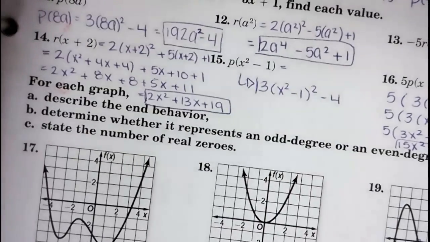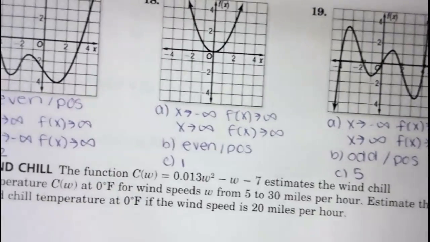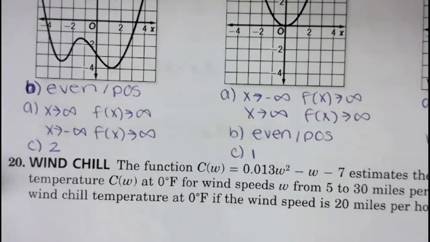Okay, there's 11 and 12, as well as 14. Okay, and then down at the bottom, we had our function behavior, as well as is it even or odd, and then how many zeros.